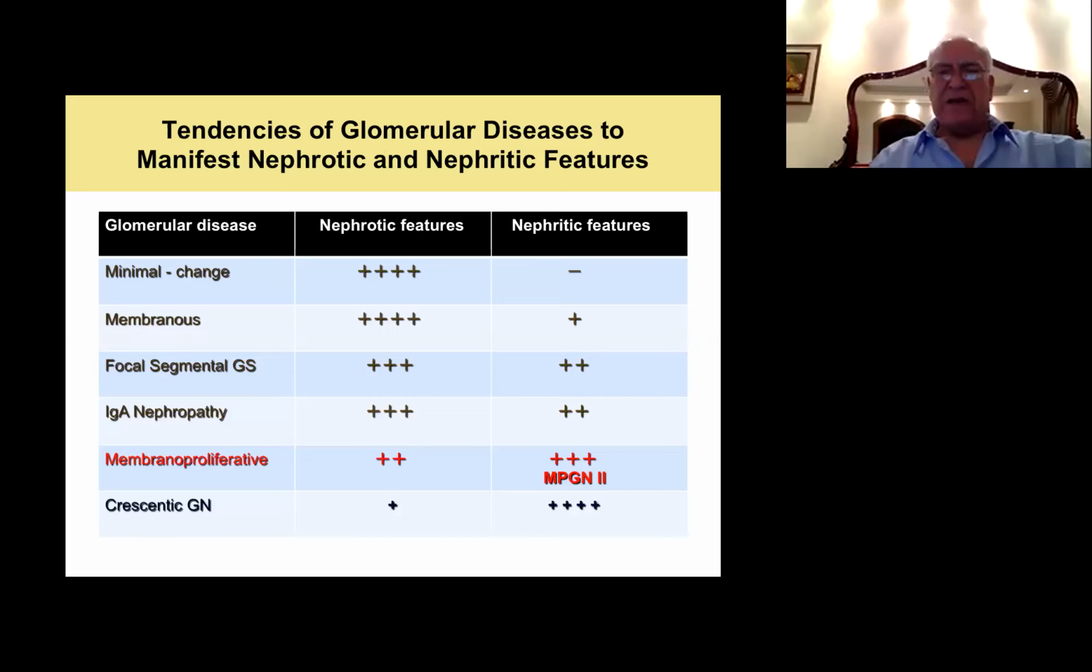Your patient, the glomerular diseases, the nephrotic presentation, and the nephritic presentation. As you'll see, minimal change, membranous, focal segmental, most of the time they have a nephrotic presentation. You don't have gross hematuria. IgA nephropathy shares both; it may be nephritic or nephrotic. Membranoproliferative usually will be nephrotic and nephritic. Crescentic GN is mostly a nephritic presentation. So this matters a lot when you are taking your patient's history.